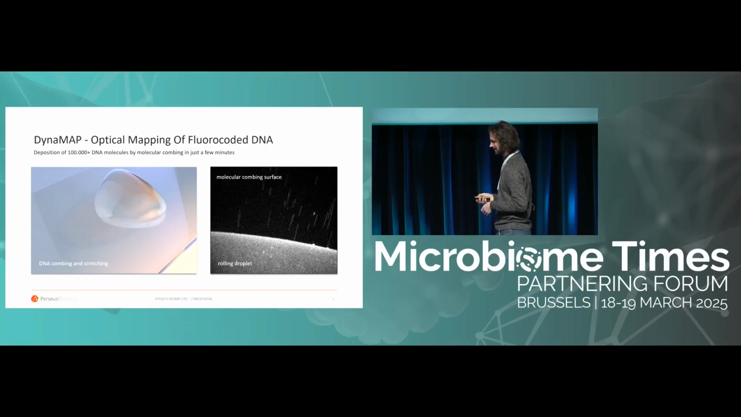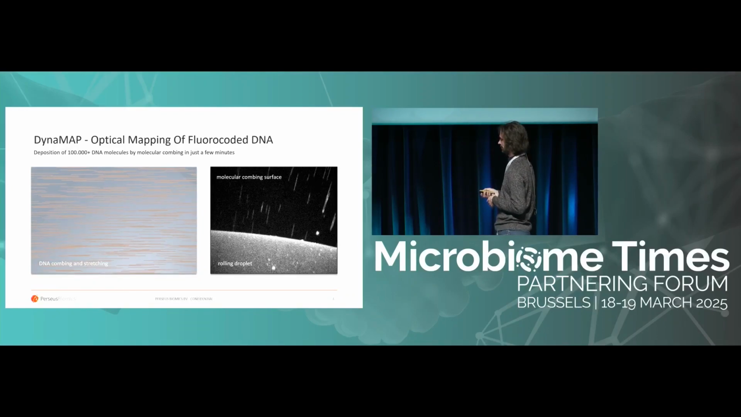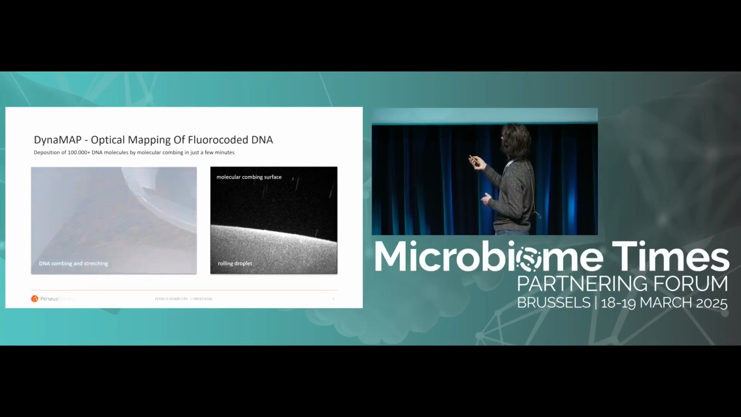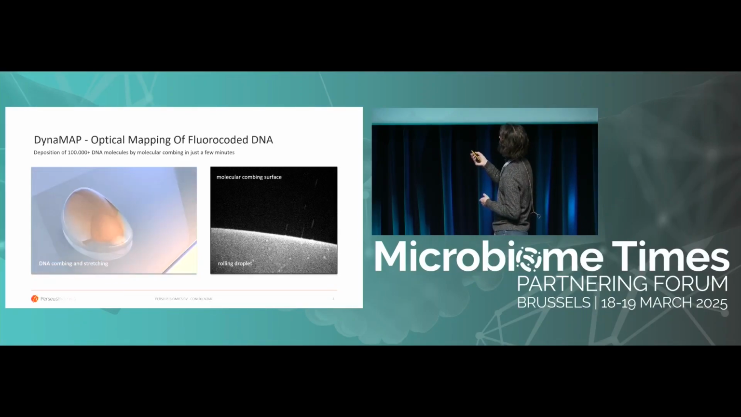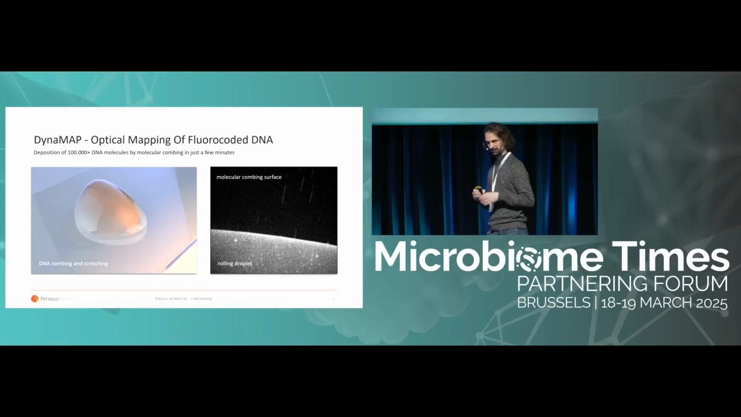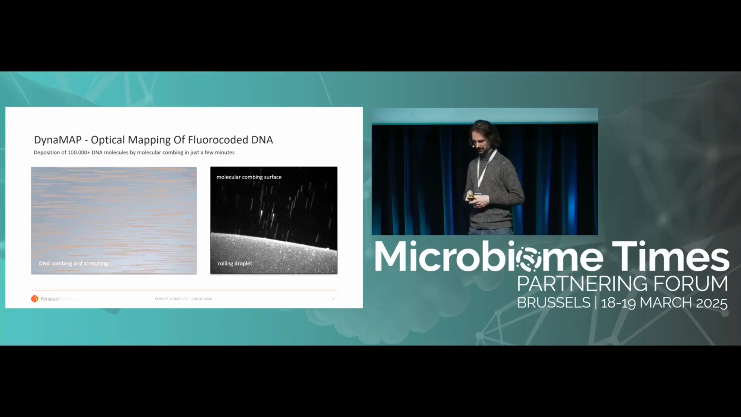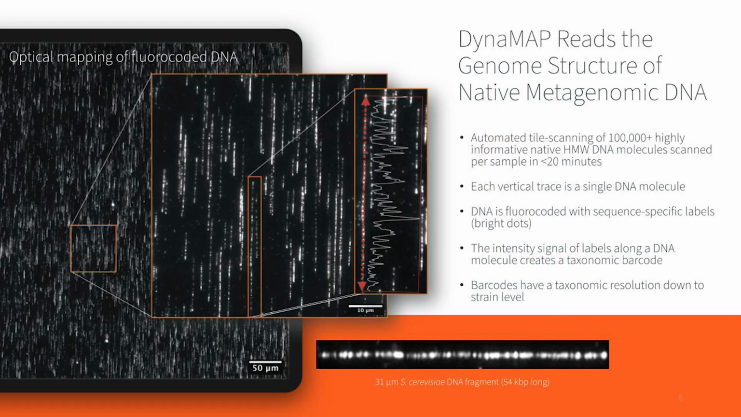And on the right, you can see this actually happening under a microscope. Towards the bottom, you see the rolling droplet itself, and at the interface of the droplet, you see those lines coming out. Those are the individual DNA molecules coming out of the solution and being stretched in this method. This is what the fluorescence patterns look like under the microscope.